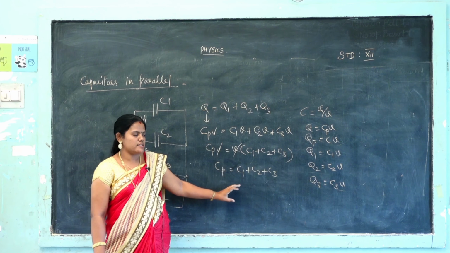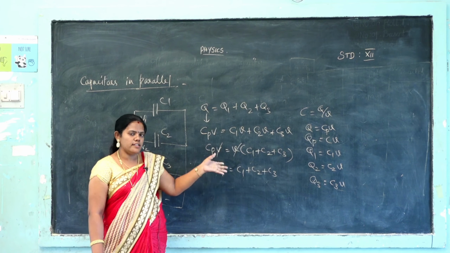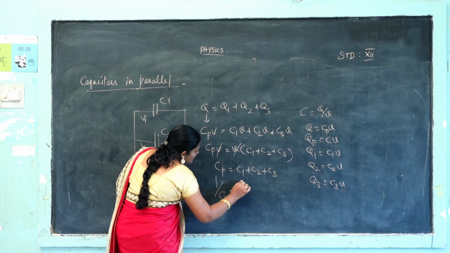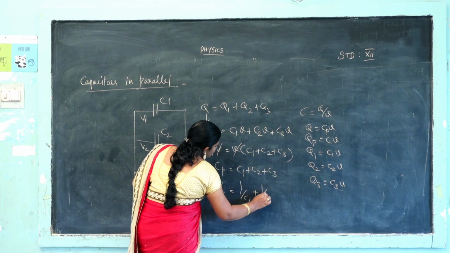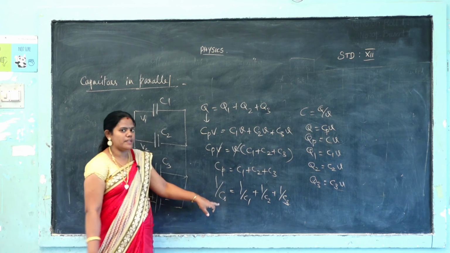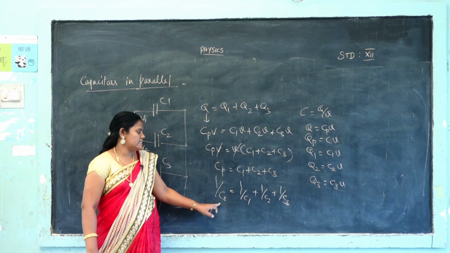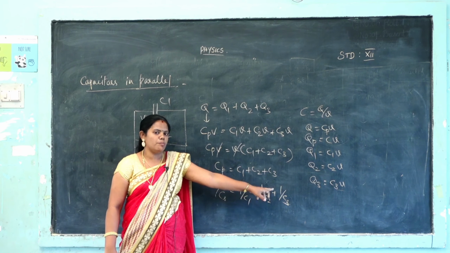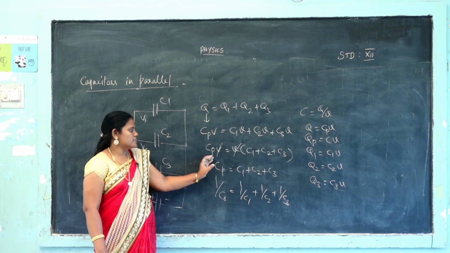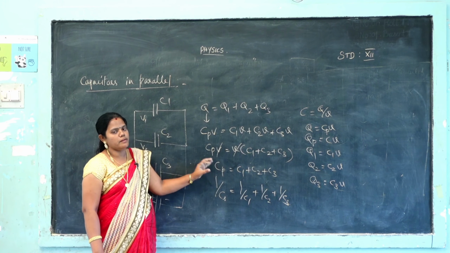Suppose the capacitors are connected in series. Series, what's the formula, ma? 1 by Cs is equal to 1 by C1 plus 1 by C2 plus 1 by C3. That is when all the capacitors are connected in series. This is the effective capacitance when the capacitors are connected in series. This is the effective capacitance when the capacitors are connected in parallel.